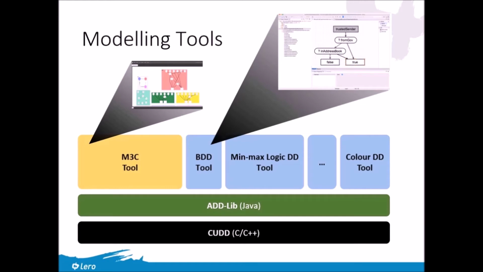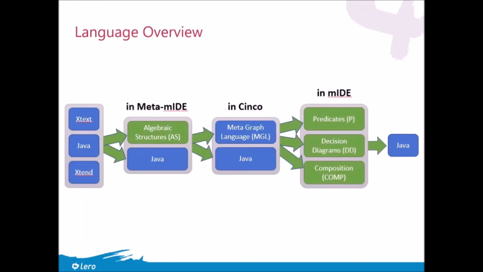On top of all that, you have your visual tools, such as the M3C tool, your BDD tool, which is what we use, the binary decision diagram visualizer, which is actually called dot viewer. And you can have min-max logic DD tool, color DD tool, etc. Basically, these are just your visualizers, but then it goes down into Java code and then goes down again into C or C++ code. Again, we go into our language overviews. So we have our Xtext, Java, Xtend. Xtext and Xtend are basically graphical tools that can be applied with Java.